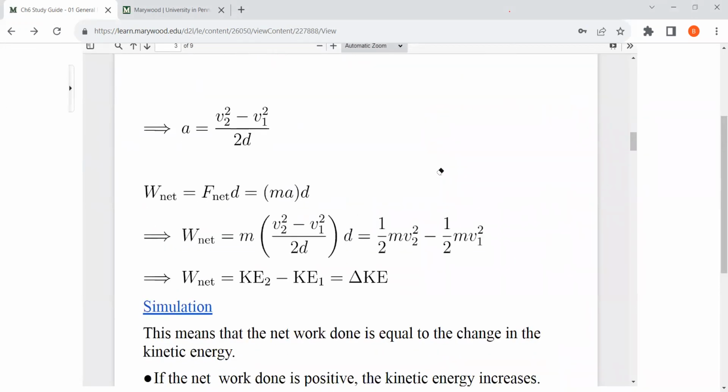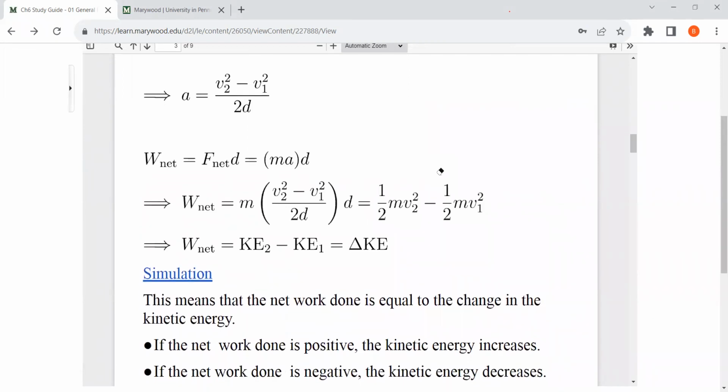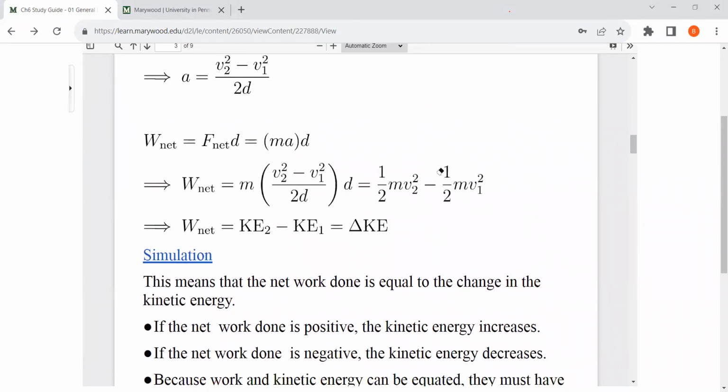By doing some simple algebra, I basically show it here that the net work done is equal to the change in kinetic energy. So net work done is equal to change in kinetic energy.